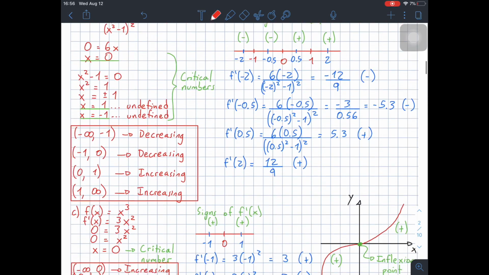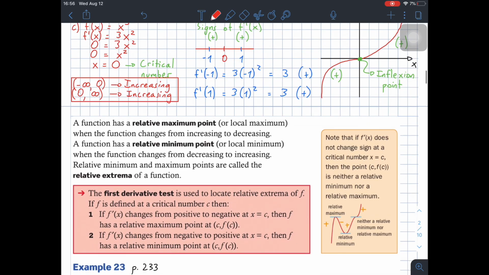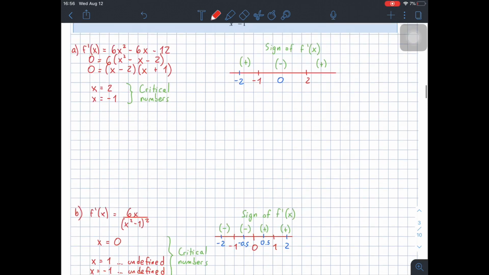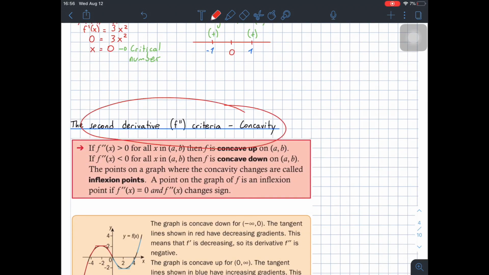In the next class, we're going to see how to calculate relative maximum or minimum points, and then we're going to be talking about the second derivative criteria, which talks about concavity of the function.